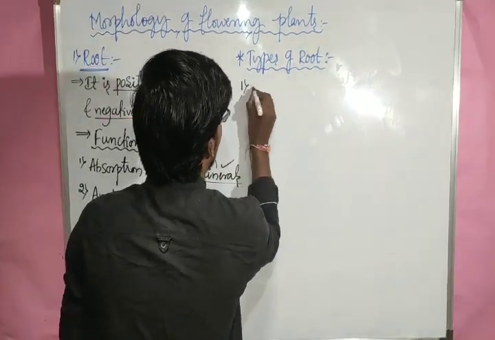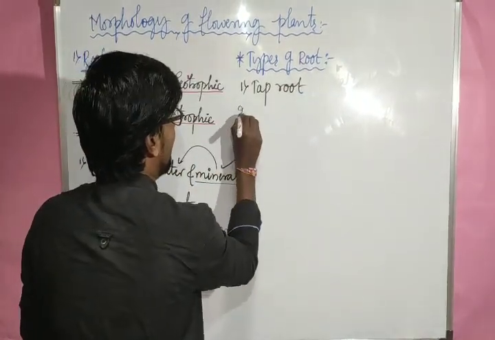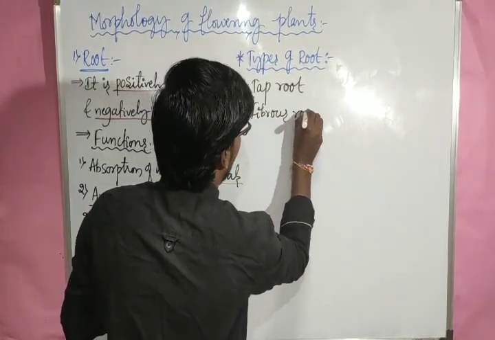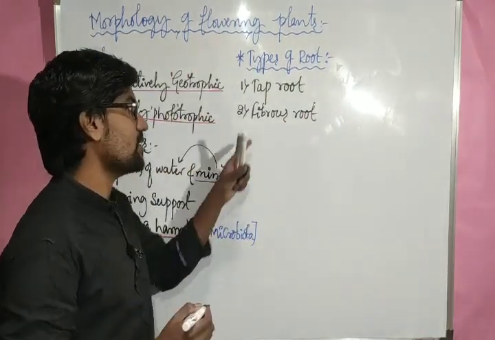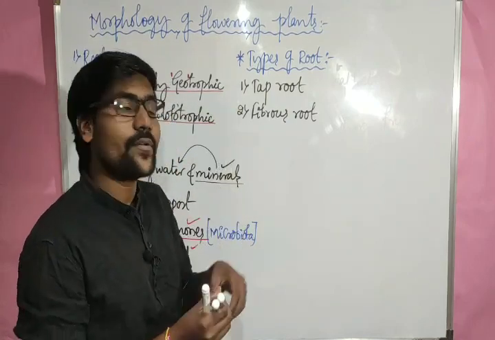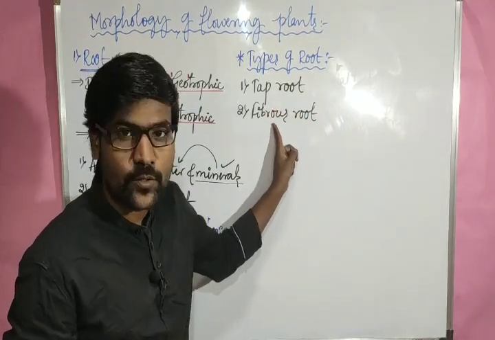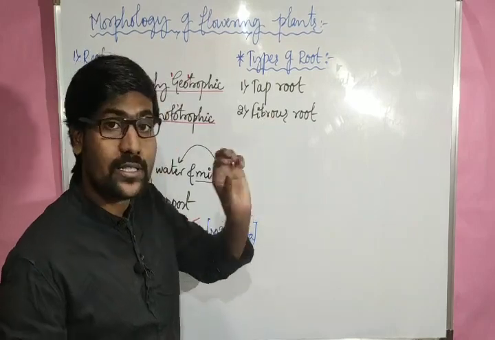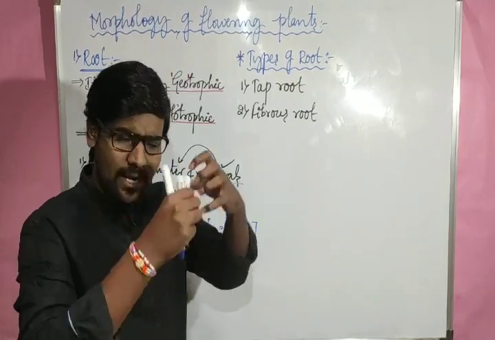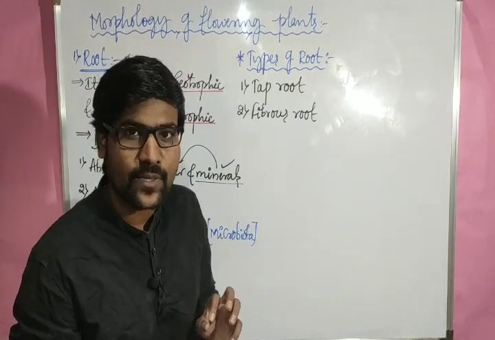The first one is taproot and second one is fibrous root. Yes, the first one is the taproot, next one is fibrous root. Taproot, so ನಾವು ಇದಕ್ಕೆ ಕನ್ನಡದಲ್ಲಿ ತಾಯಿ ಬೇರು ಅಂತ ಕರಿತಿದ್ವಿ, taproot, and fibrous root, ತಂತು ಬೇರು. So taproot and fibrous root, these are the major two types of roots. Apart from these two types of roots, again many other different types of roots are there, but these are the major types of root we can observe in most of the plants.